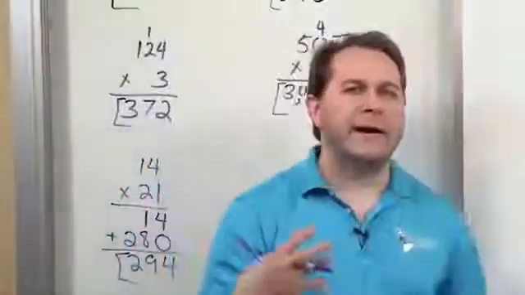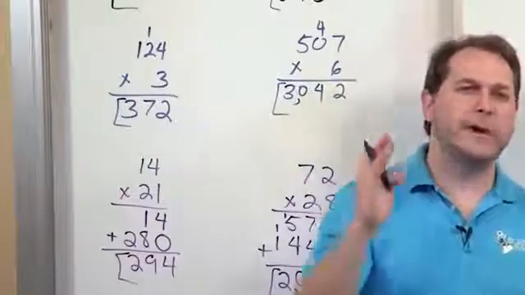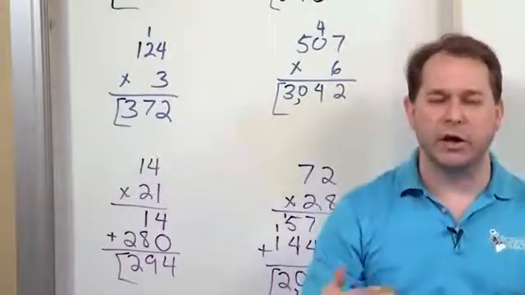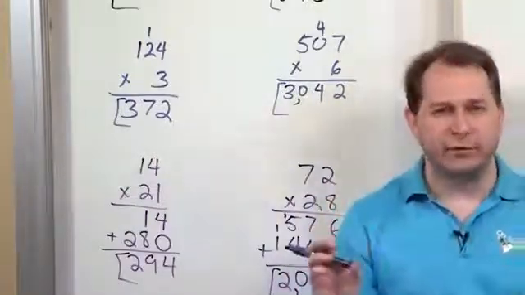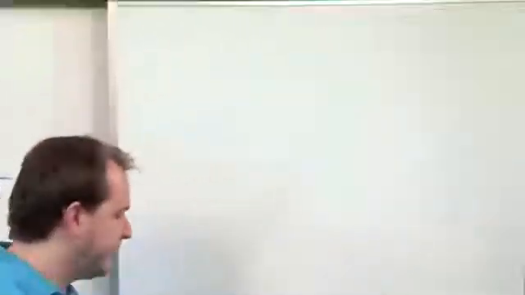So as we multiply by larger and larger numbers, we're doing the same thing. We're multiplying the right-hand digit by what's on top. Then we go down below to the next digit, we add a 0, and then we multiply those digits and we add it up. It's the same process over and over again.